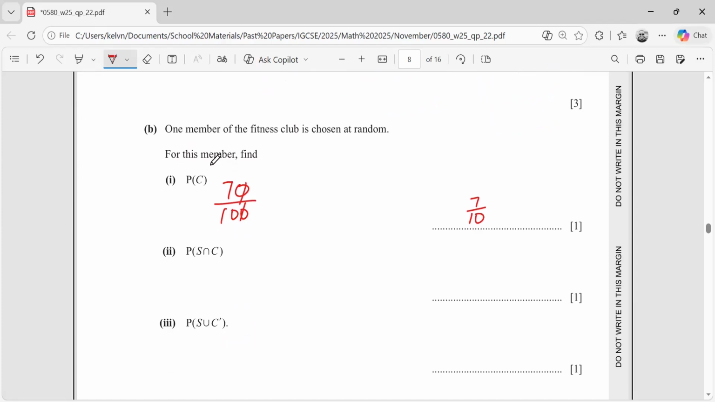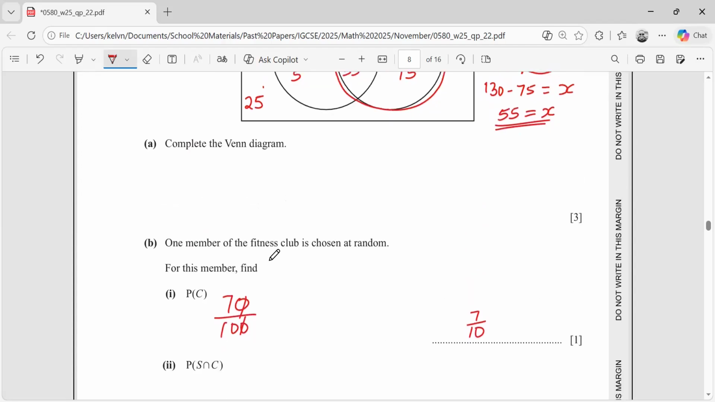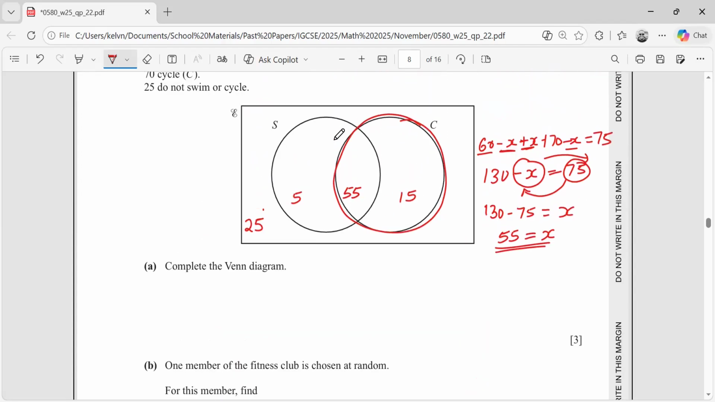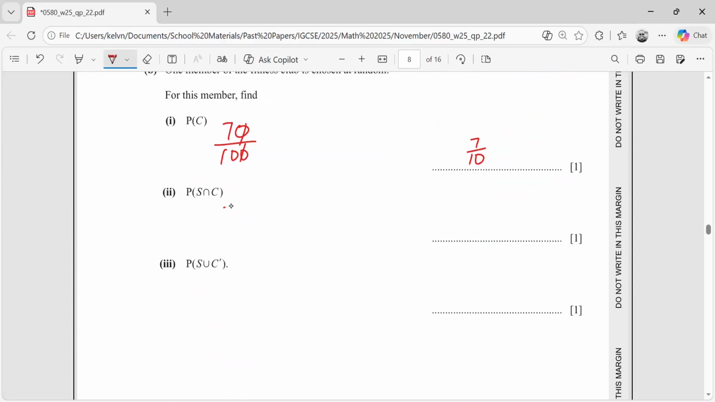We are told to find the probability that this member does both activities. That is, they swim and cycle. Remember, intersection means the region that they share. The region that they share has 55 members. You can see that region here. So that's 55 over 100. If you want, you can simplify that. I always like it when you simplify, and most examiners like that. By 5, you get 11, and by 5, you get 20. So we have 11 over 20 here.